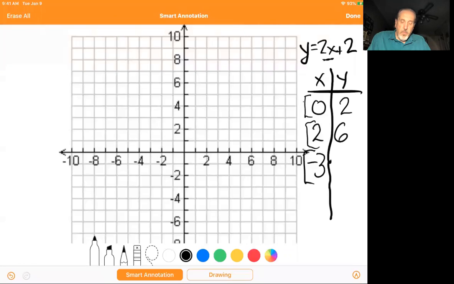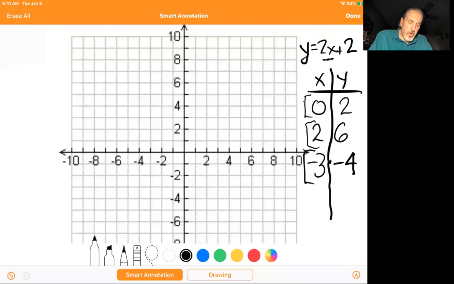And then when x is -3, be careful here. 2 times -3 is -6, and -6 plus 2 is -4. So those are 3 ordered pairs that we can plug into our graph, and they should form a straight line if I've done my computations correctly.